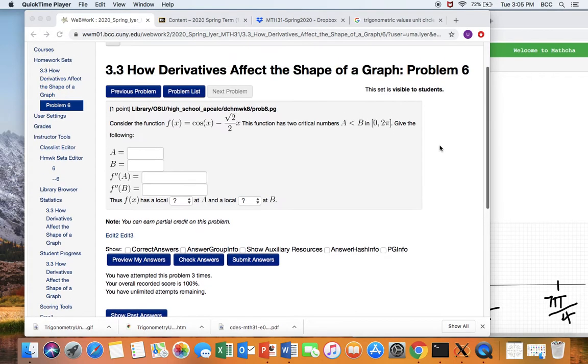This is the last problem, problem 6 of section 3.3. Consider this function, cosine x minus root 2 over 2 x. This function has two critical numbers, a and b, one is less than the other. Give them. Then the question wants you to find the second derivatives at each of these.